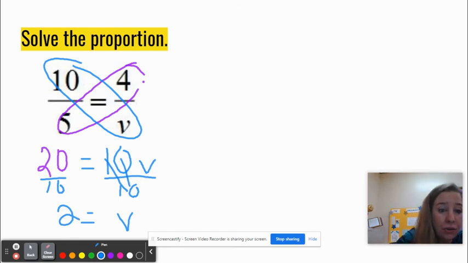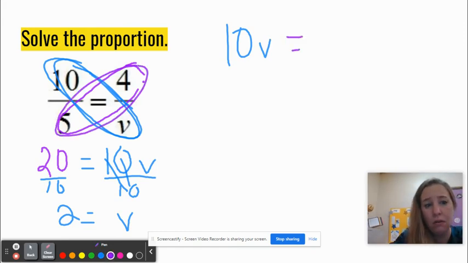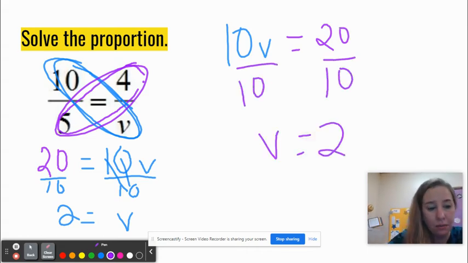I get asked a lot, which one do I do first? It really truly doesn't matter because you're setting them equal to each other anyway. So if you decided you were going to do the 10v first and then do the 4 times 5, that's also just fine because either way, you get the same answer.